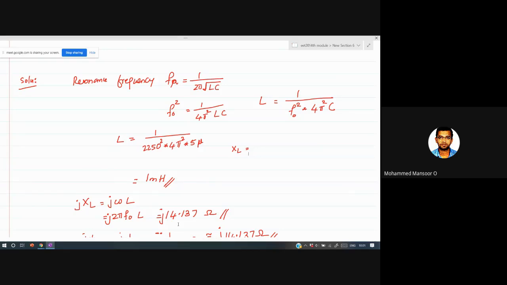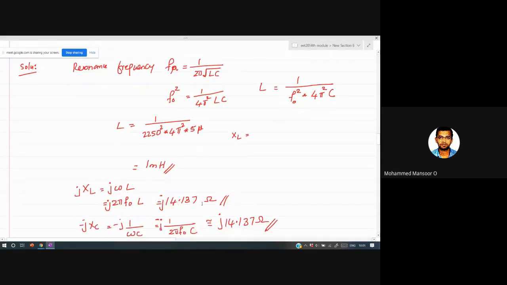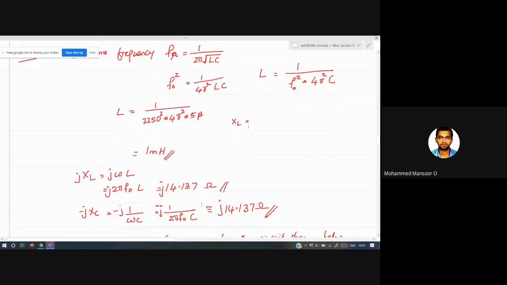So actually it is near to 1 millihenry. Actually, the L value is somewhat slightly greater than 1 millihenry. So some variation will be there in XL and XC. Almost correct: J 14.137 ohm. What about XC? 1 by omega C. Please check it.